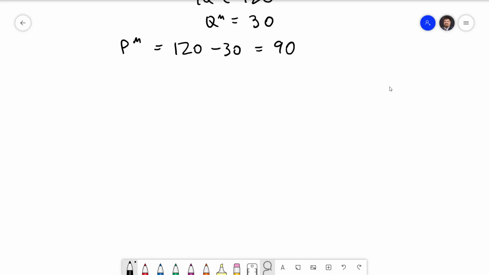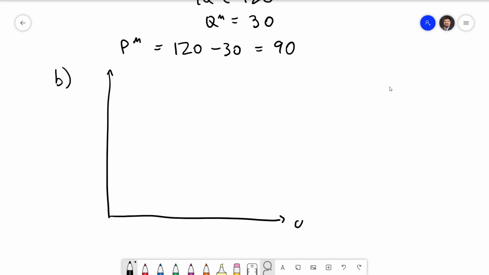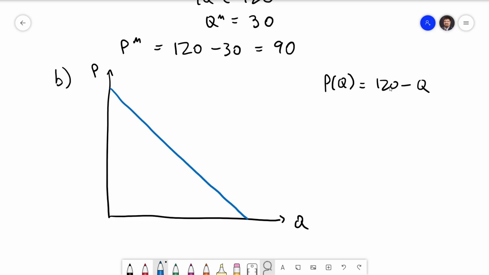1,775. For part B, we need to figure out the deadweight loss due to our monopoly, and the best way to do this is to draw the graph. Recall our inverse demand function is P of Q equals 120 minus Q. I draw that in something like that. Both intercepts here are going to be 120. For the marginal revenue, we just take our inverse demand and we double the slope. That's going to have an intercept down here of 60.